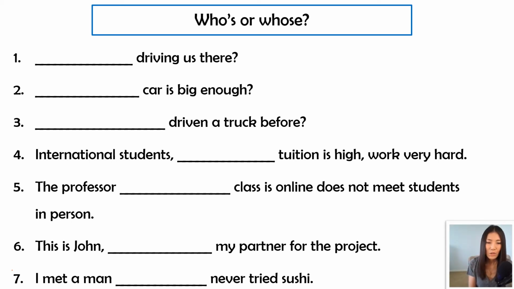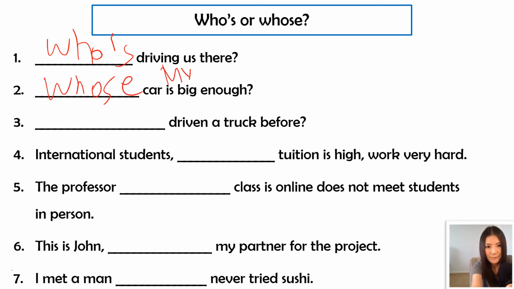Number 1, who's driving us there? When we say it, everything's correct, right? When we write it, however, it's going to be who's driving us there or who is driving us there? Number 2, whose car is big enough? If you're not sure, substitute words like my car is big enough, so it shows possession. It's going to be O-S-E.